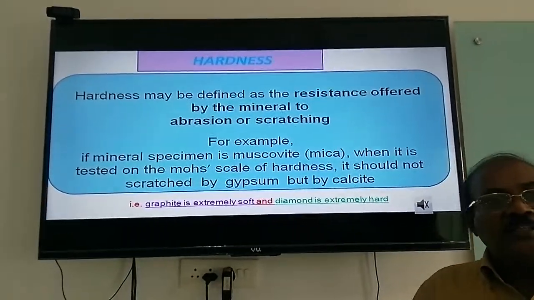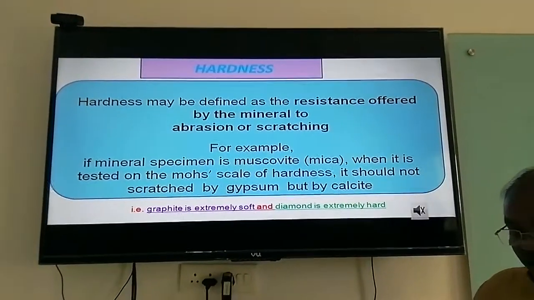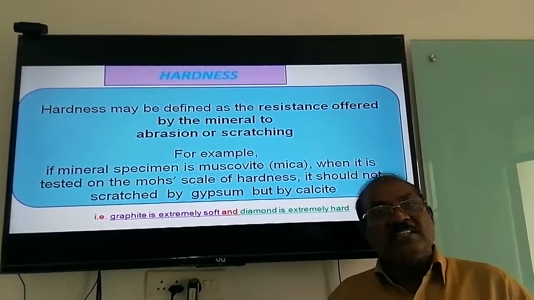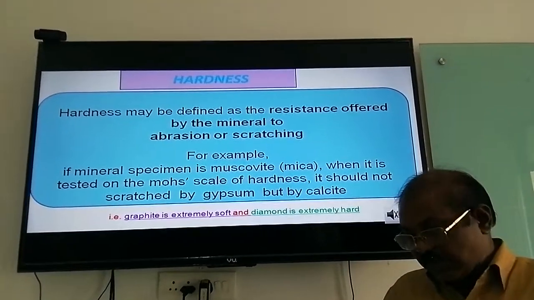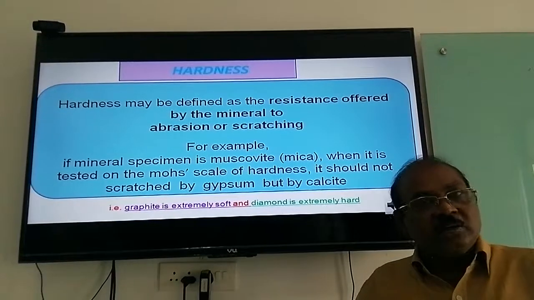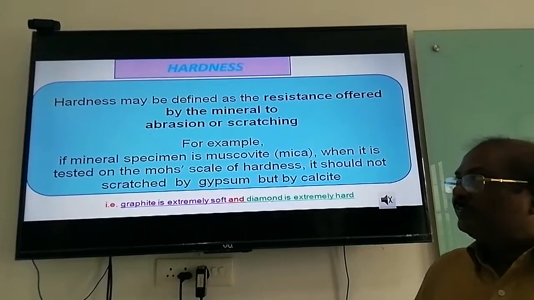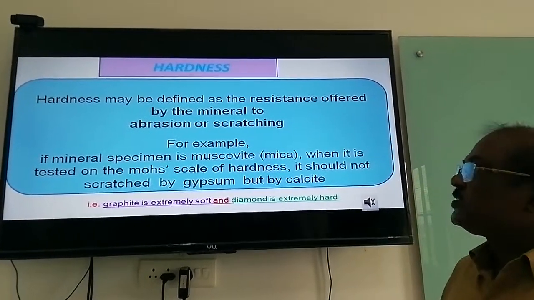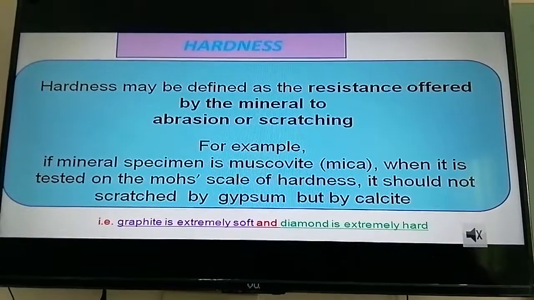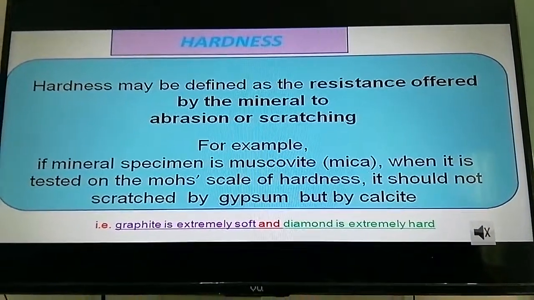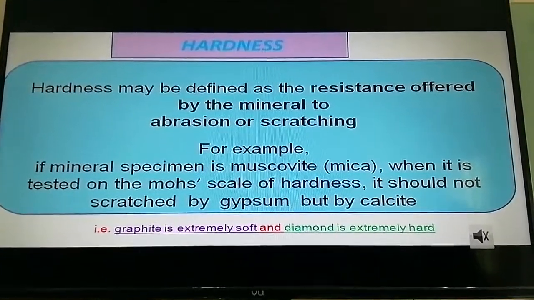Hardness. This is another physical property for identification of minerals. Hardness is defined as the resistance offered by the mineral to abrasion or scratching. I mean, while abrasion or scratching, it should resist. So, for example, if the mineral specimen is muscovite, it's a type of mica. When it is tested on the Mohs scale of hardness, it should not be scratched by gypsum but by calcite.